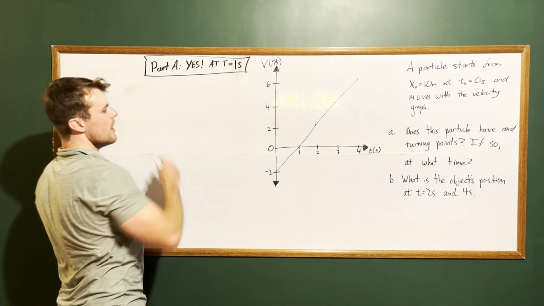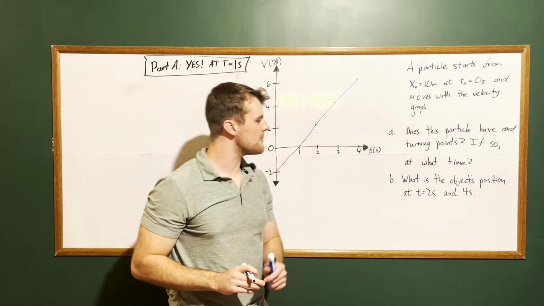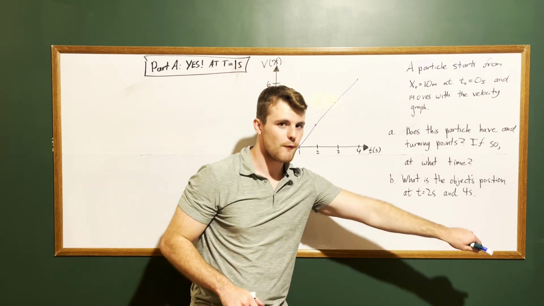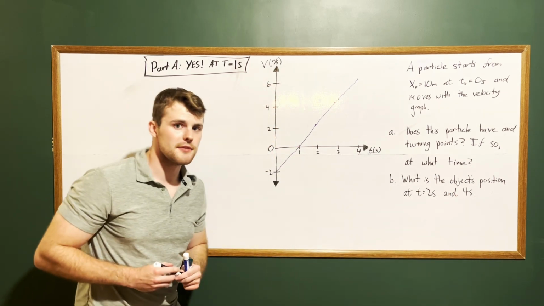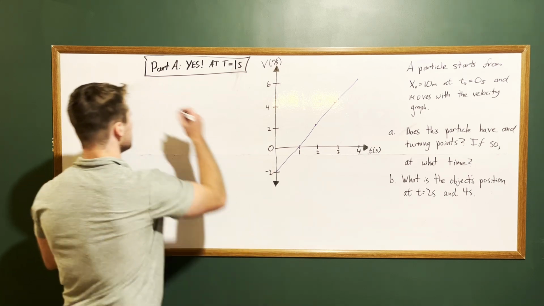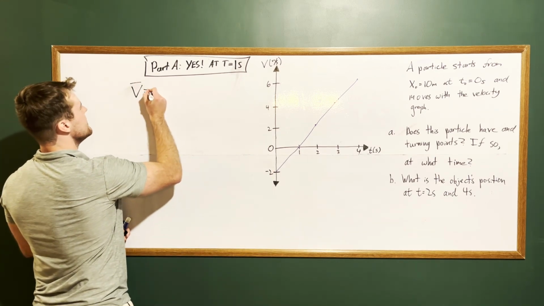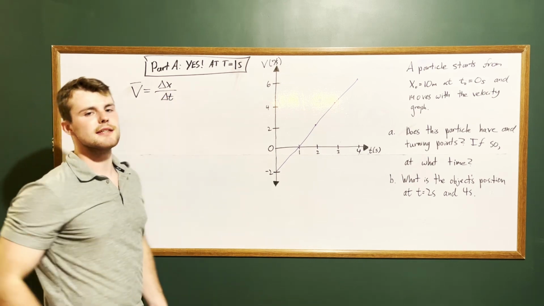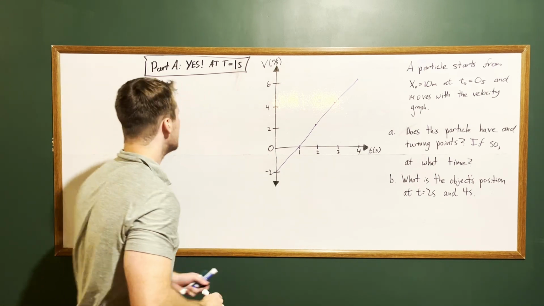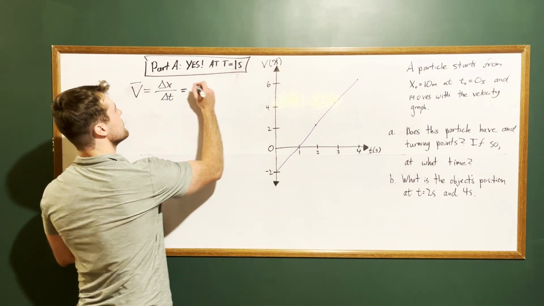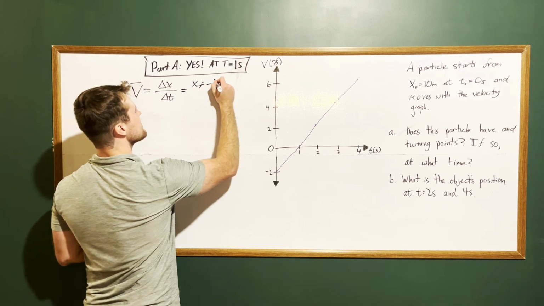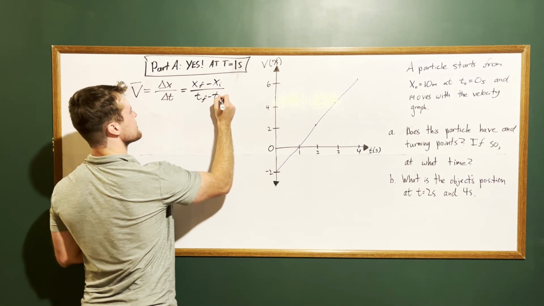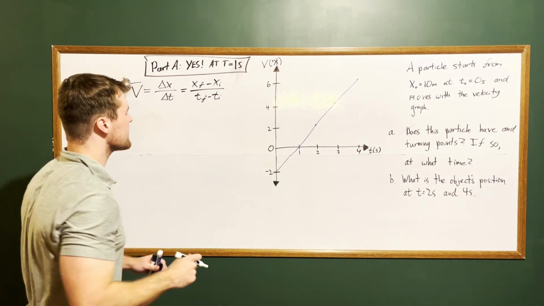Nice. Okay, what about part B? What is the object's position at t equals 2 seconds and 4 seconds? Now, let me write down the definition of velocity to answer this question. Average velocity is equal to delta x over delta t, distance over time. Nothing crazy here. And this ends up turning into x sub f, final displacement, minus initial displacement over final time minus initial time. Literally the definition of velocity.